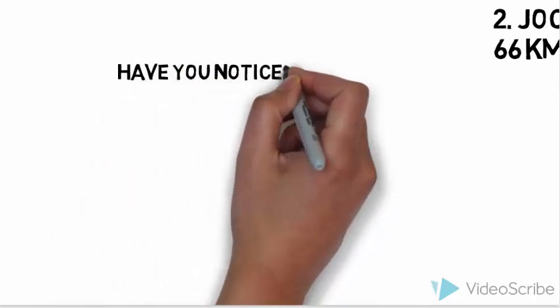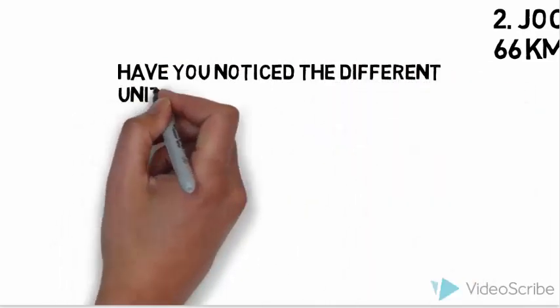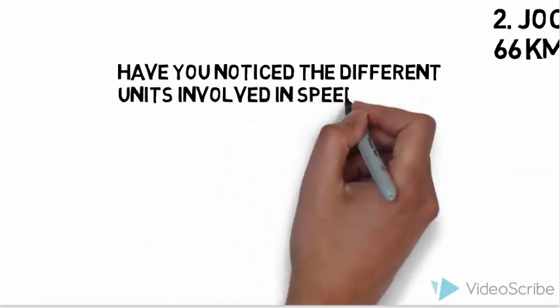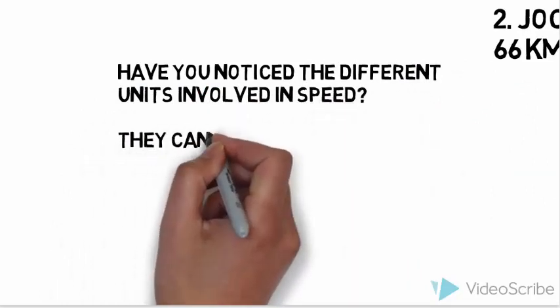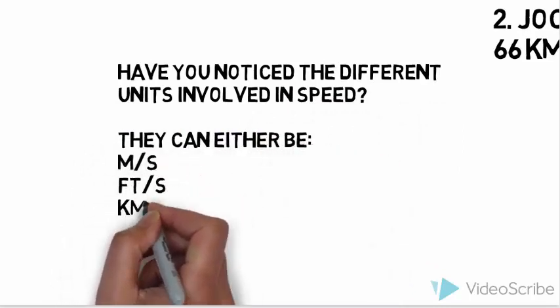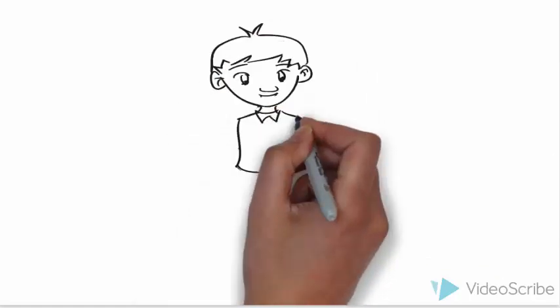Have you noticed the different units involved in solving the speed? For the first one, it is meters and second. For the second problem, it is kilometers and hours. That means the units for speed can either be meters per second, feet per second, kilometers per hour, or miles per hour.